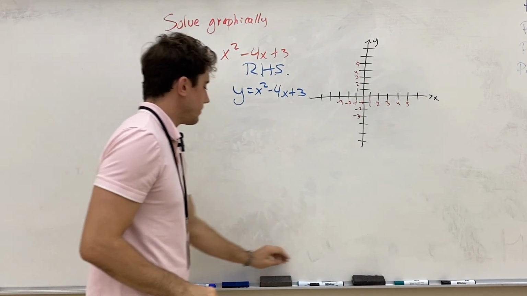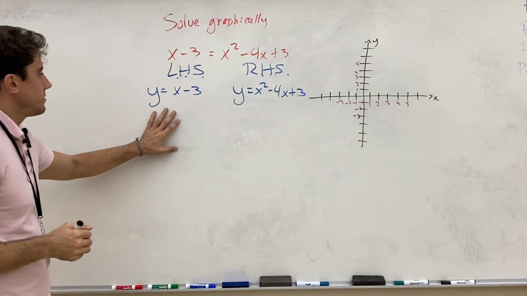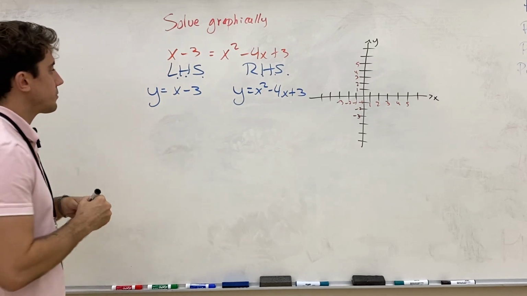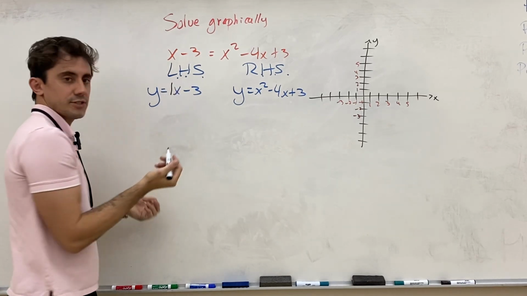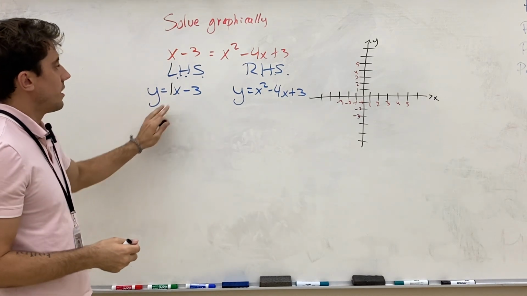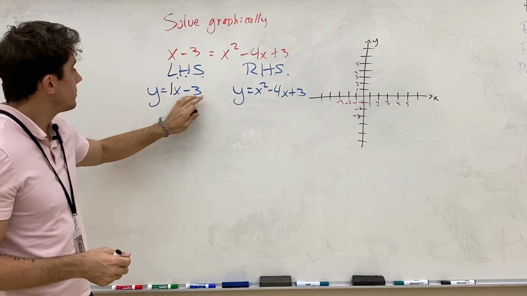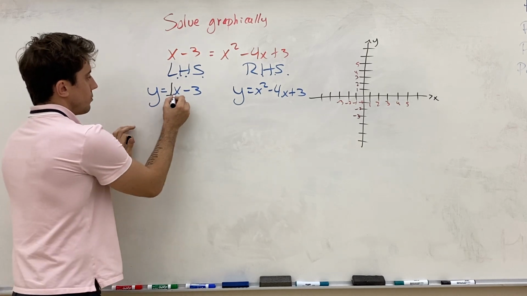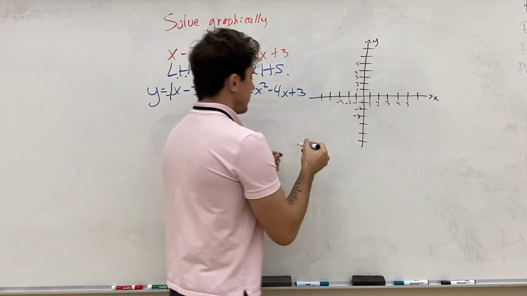So if we go ahead and do that, the left-hand side has the function y is equal to x minus 3, which I'll remind you means 1x minus 3. Now, I trust that you know how to graph linear functions. This means a line with a y-intercept at -3 and a slope of 1, right? Slope of 1 over 1. So that's easy enough to graph.